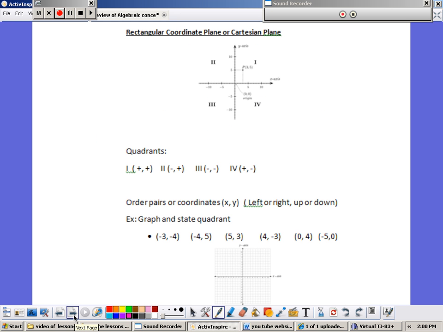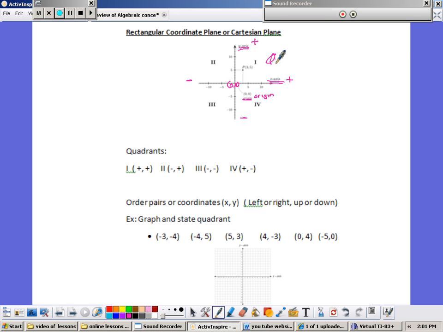Okay, the coordinate plane. The coordinate plane is also called the Cartesian plane. It is the x and the y axis. Here's the x-axis. Here's the y-axis. These are the positive on the x, these are the negative. Here's the positive y's, the negatives, and the center is 0, 0, which is called origin. It splits into 4 different quadrants.